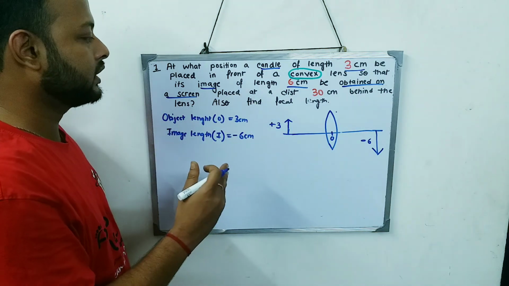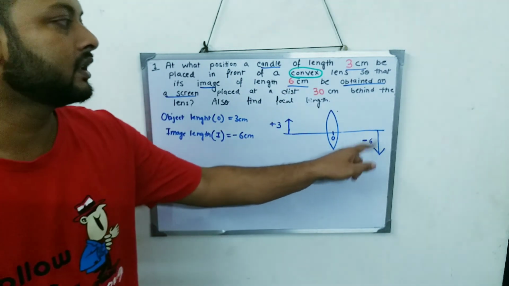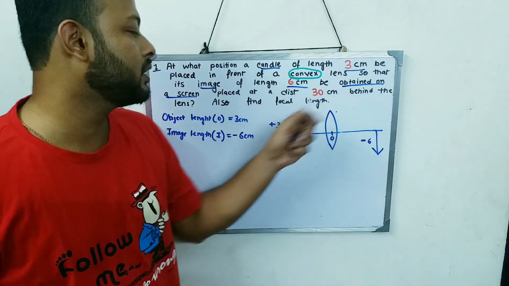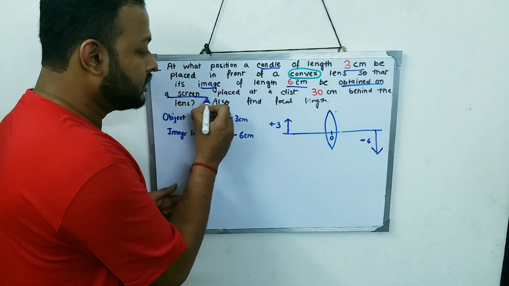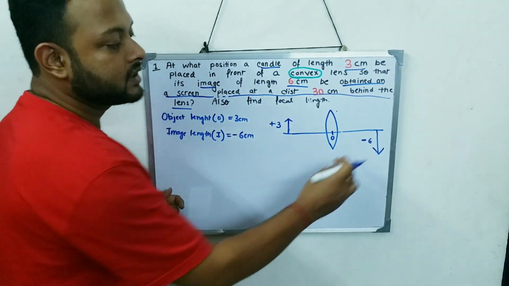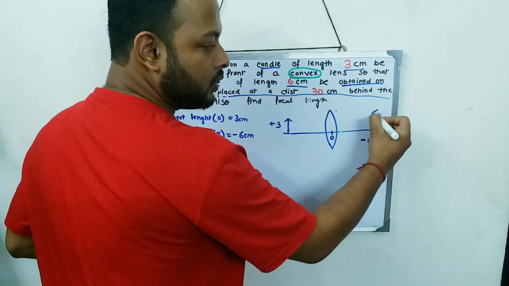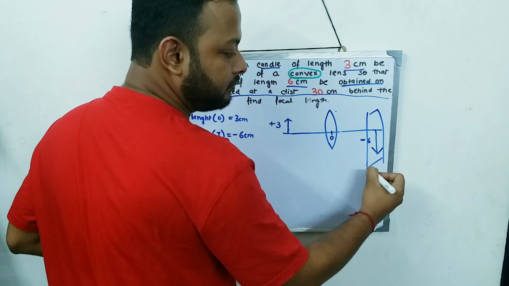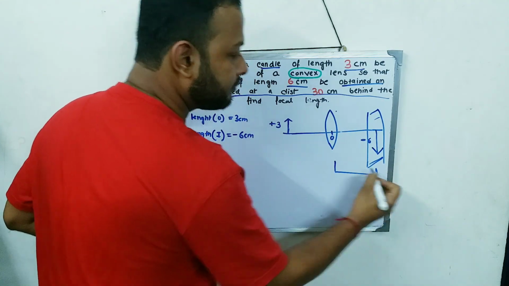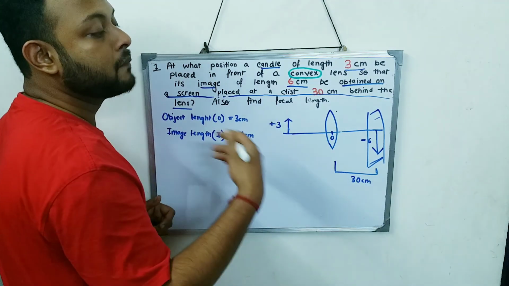Now try to read the question. The image of length 6 centimeter is obtained on a screen placed at a distance 30 centimeter behind the lens. Means what? The screen is placed at a distance 30 centimeter behind the lens. Means this screen, where the image is obtained, this is the screen, and this screen is placed at a distance of 30 centimeter, and that is placed where? Behind the lens.